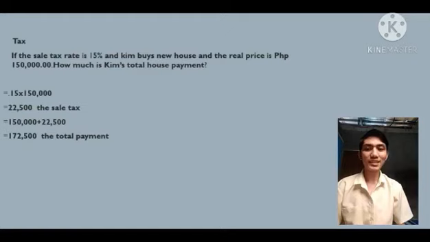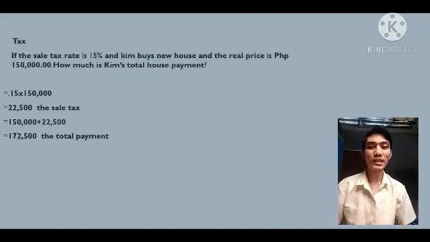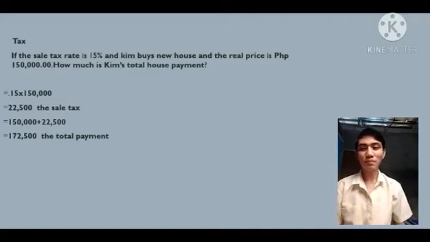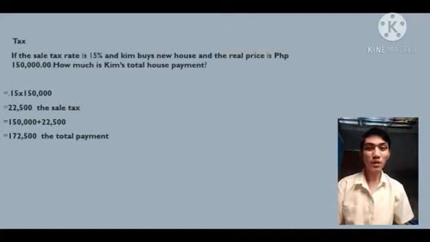For example of tax. If the sales tax rate is 15% and Kim buys a new house and the real price is 150,000. How much is Kim's total house payment? Find the tax. 0.15 times 150,000 equals 22,500. This is the sales tax.